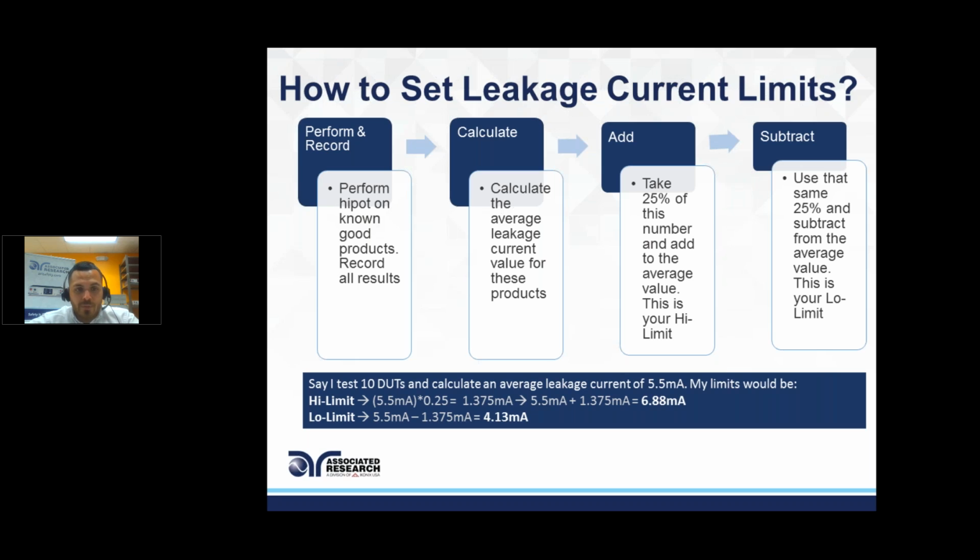So here's an example. If someone tested 10 DUTs, and on average leakage was 5.5 milliamps, I'd set my high limit at 6.88 and my low limit at 4.13. Now I have a nice window where I expect all my products to fall within.